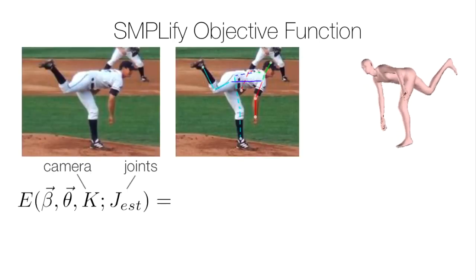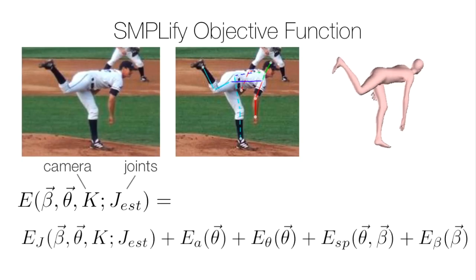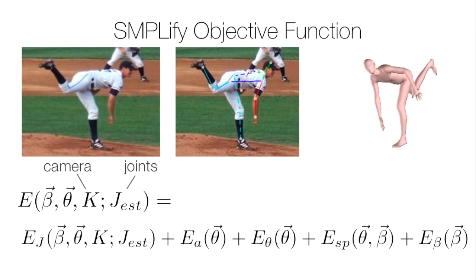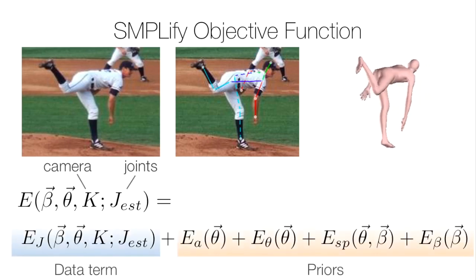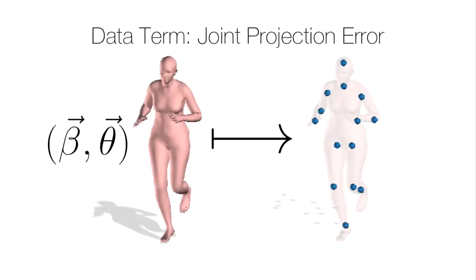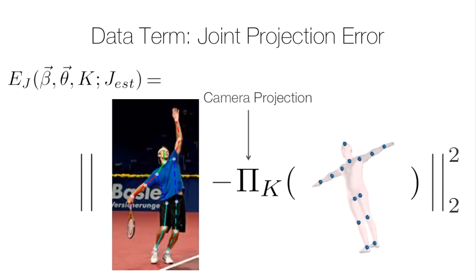To fit beta and theta parameters to the detected 2D joints, we minimize an objective function, which is the sum of the data term and 4 priors. The data term depends on body joints. In SMPL, the joints are regressed from the shape and pose parameters. Using these 3D joints from SMPL, we compute the joint projection error, which penalizes the differences between detected 2D joints and the projected SMPL joints. We solve for the camera parameters as well. Here, we show how SMPL changed during optimization from the template to the final shape.